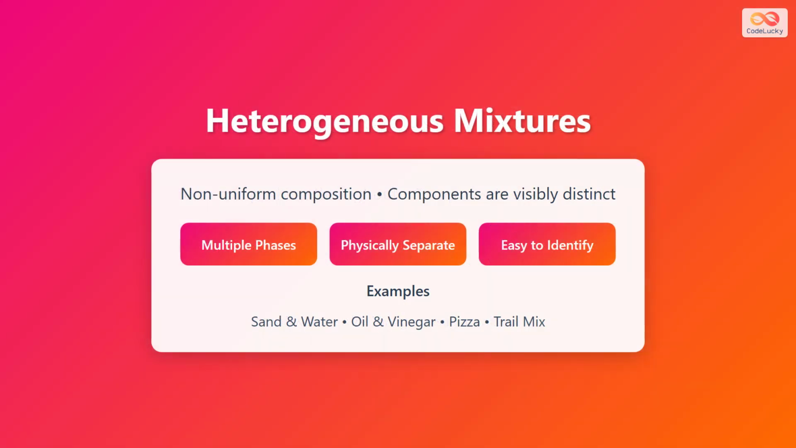Now let's look at heterogeneous mixtures, which are quite different. These mixtures have a non-uniform composition, and the components are visibly distinct. You can actually see the different parts with your eyes. They exist in multiple phases, meaning the different substances remain physically separate. The components are easy to identify because they don't blend together uniformly. Think of sand mixed with water, oil and vinegar in salad dressing, a slice of pizza with its different toppings, or trail mix where you can see each individual nut and dried fruit.